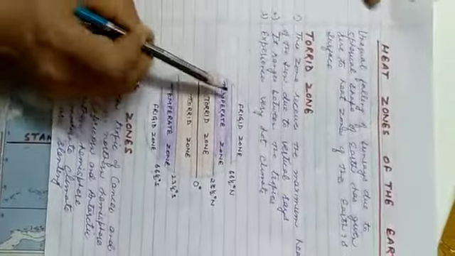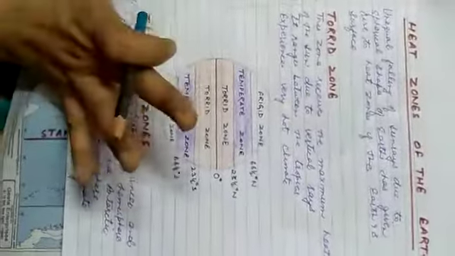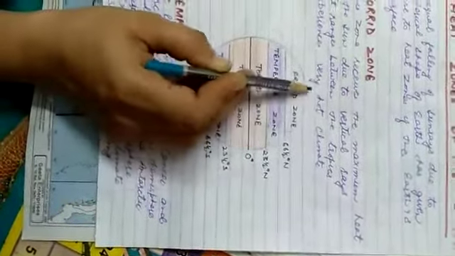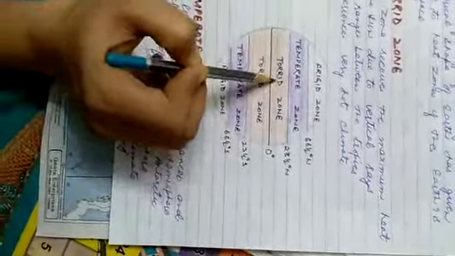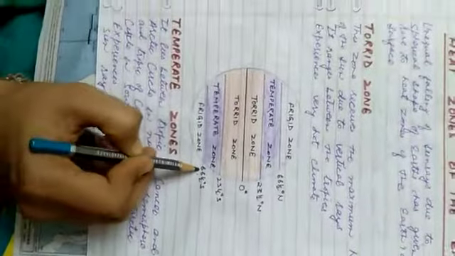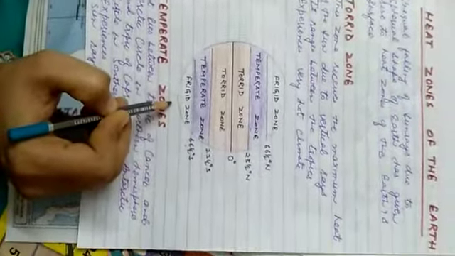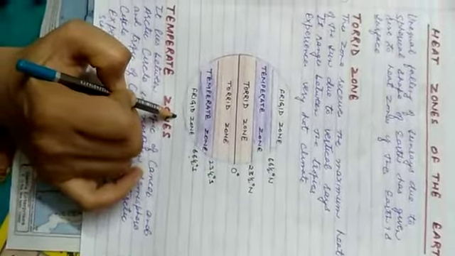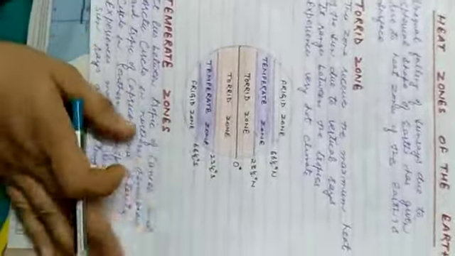And next is frigid zone. In frigid zone, the temperature is very cold and it lies between the Arctic Circle and North Pole in the northern hemisphere, and Antarctic Circle and South Pole in the southern hemisphere. And the sun does not rise much above the horizon.